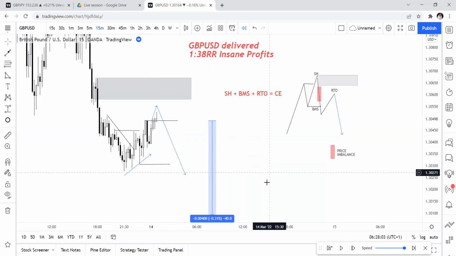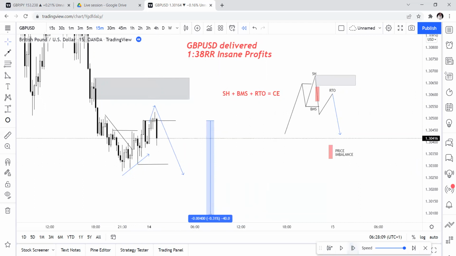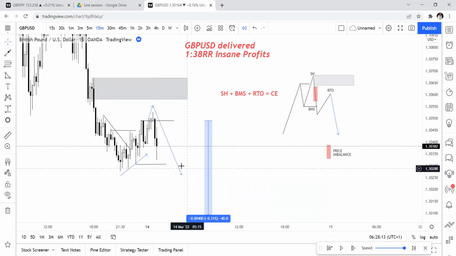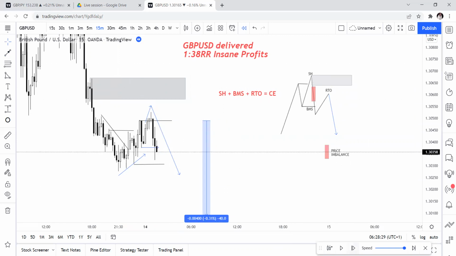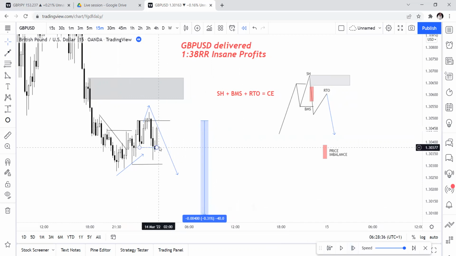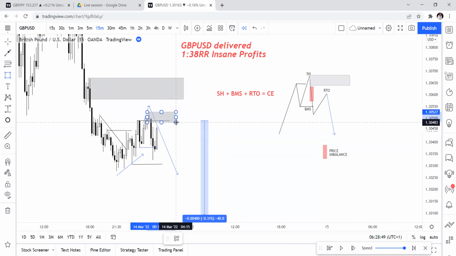So we look for what is the next thing? BMS, then RTO, which is a return to order block. Let's see if we got it. Wow, that is good. BMS, good one. You can see we have a close below it, so price will turn back inside. So what will happen? That means this is now a new order block. Price has given us a new order block there.